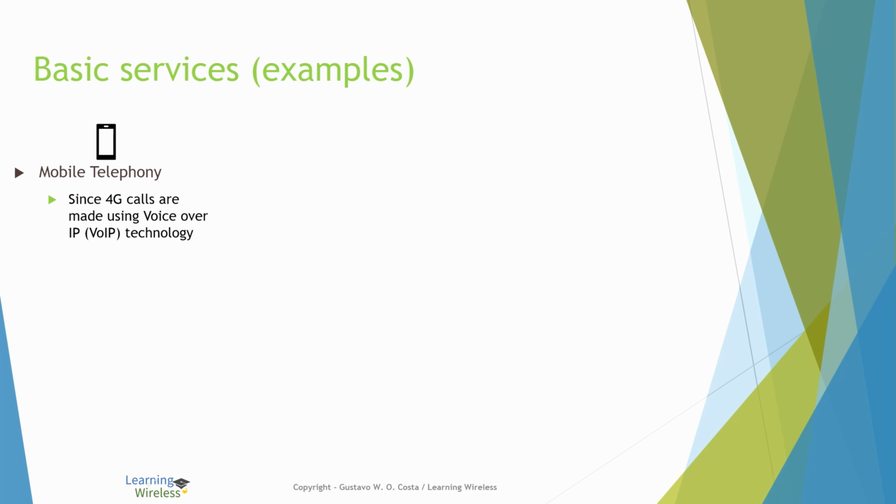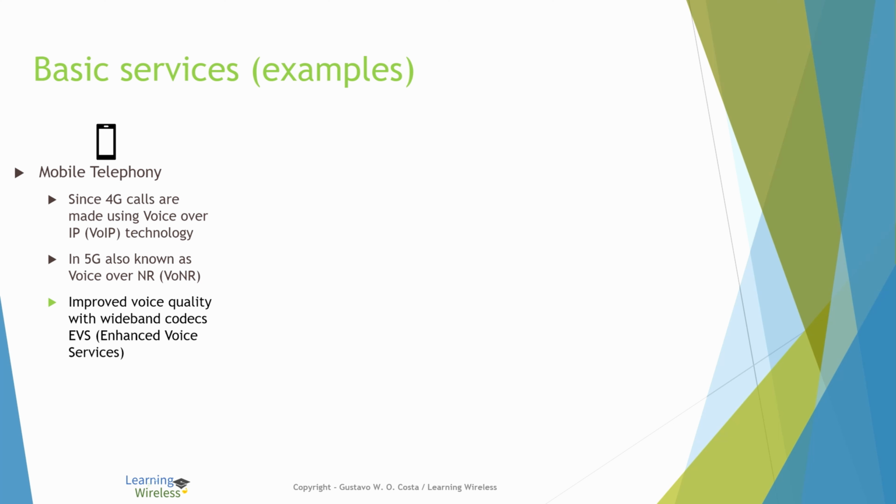And that allows us to share the infrastructure and to share the capacity between voice over IP and other internet services. And in 5G, we're still using a very similar way as 4G, but it's also known as voice over NR. NR stands for new radio, and it's the 5G air interface.